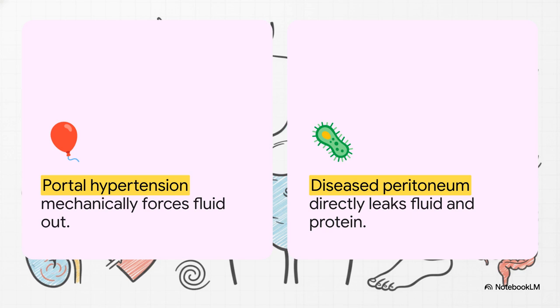Ascites happens when this balance breaks in one of two fundamentally different ways. Either it's pressure-driven, meaning high pressure within the portal venous system is literally mechanically forcing fluid out through engorged vessels. Or it's disease-driven, where the peritoneum itself becomes infiltrated by a tumor or infected by something like tuberculosis that directly increases capillary permeability and leaks fluid and protein, totally regardless of portal pressure.